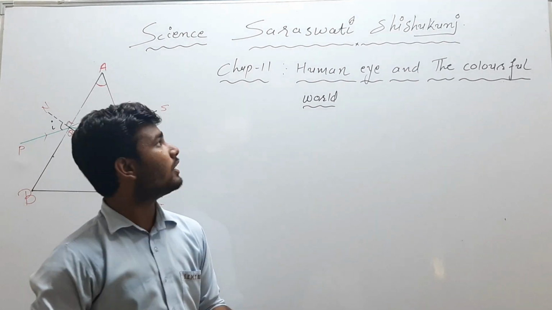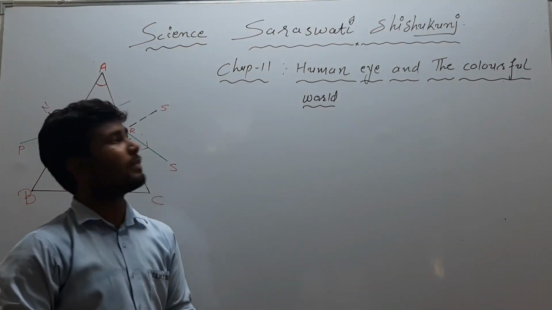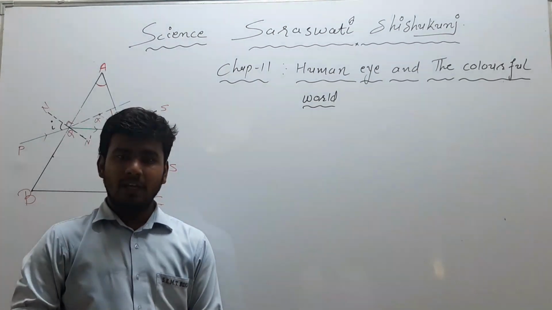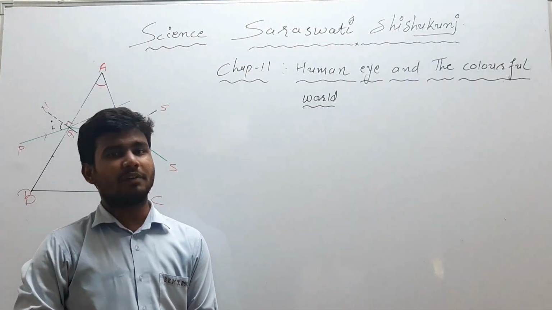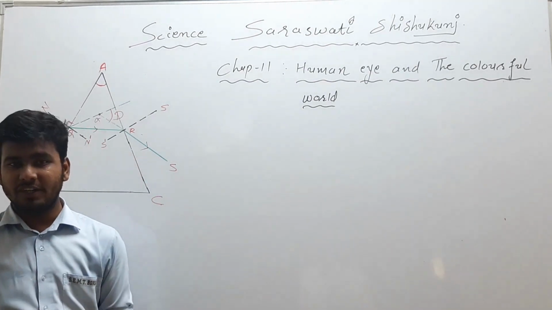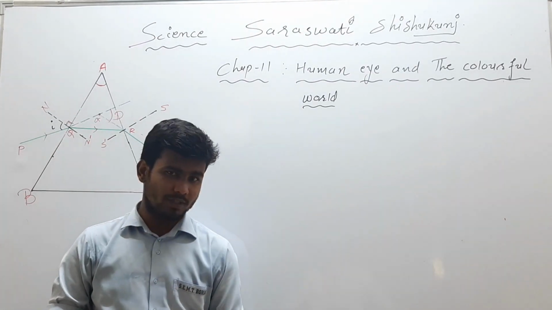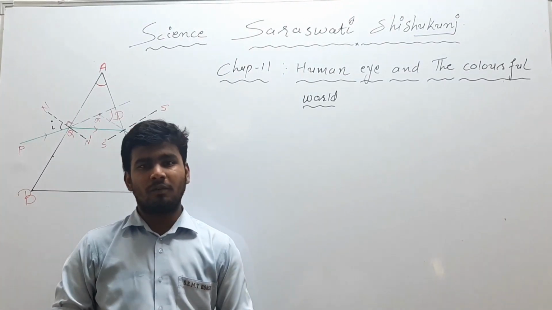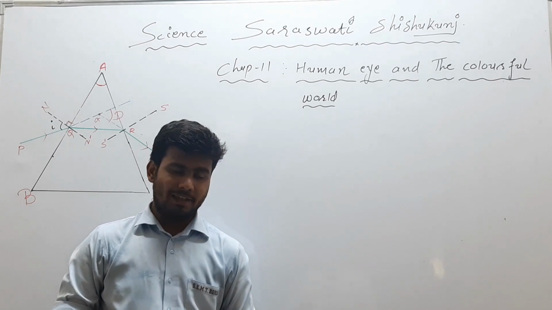Welcome to our third session of chapter number 11, Human Eye and the Colorful World. In the first video session we have understood about the human eye. In that we also understood how an image is formed, and also about the color which we observe by the eye.